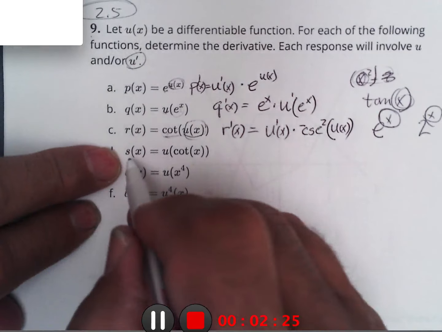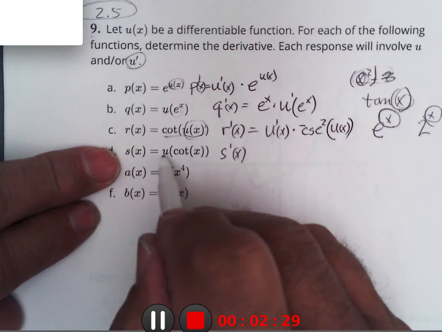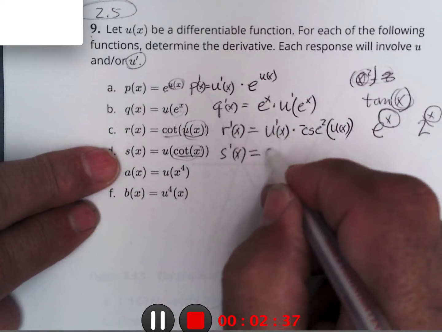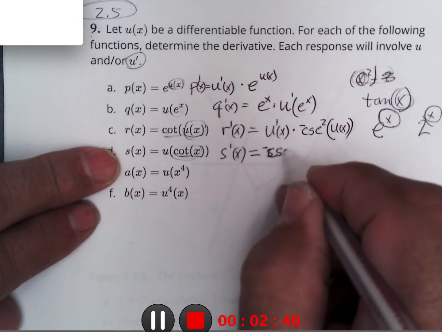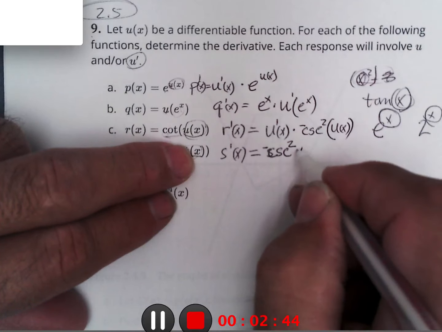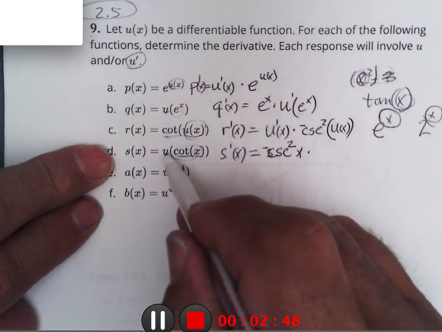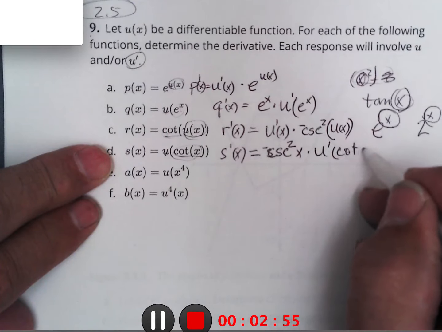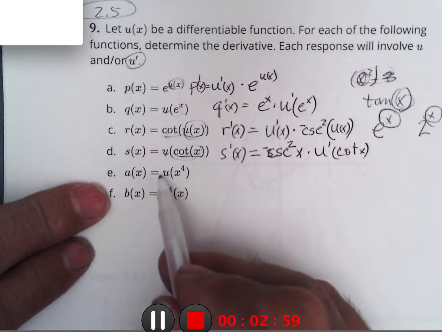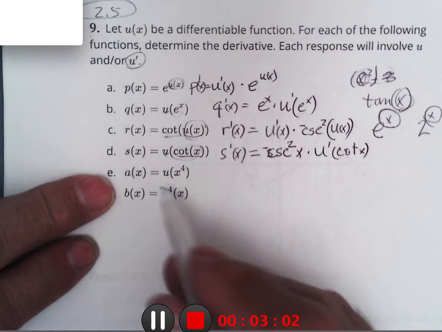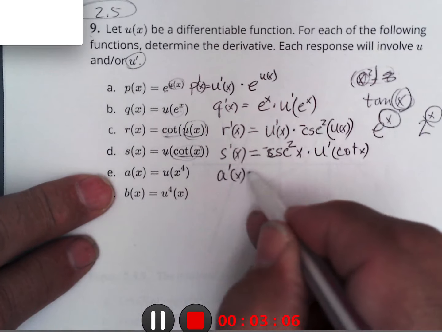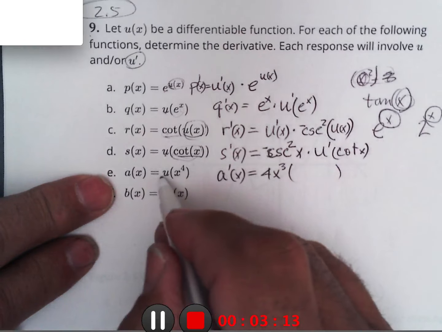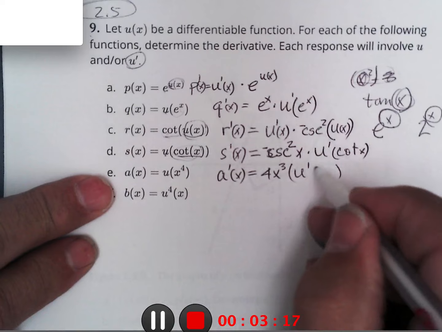S of x. So S prime of x will be, let's see, this is inside the u function, so the derivative of the inside is going to be negative cosecant squared of what that was, times the bigger picture, u prime of what was inside it. We have u with x to the fourth inside it. So a prime of x, derivative of the inside is 4x to the third times the derivative of the bigger picture, u prime of x to the fourth.